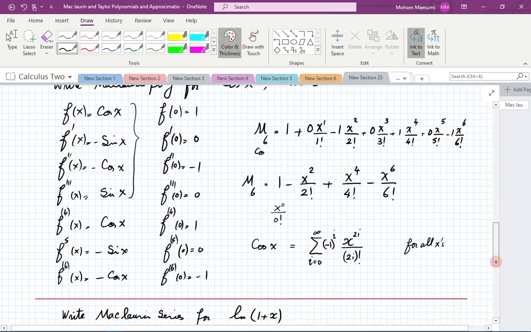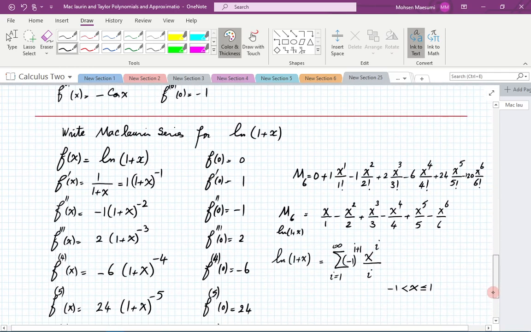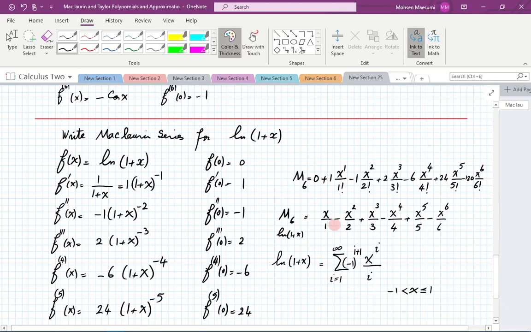Okay, so the homework exercises that you're going to see here are to write the Maclaurin series up to a certain level, and then also more advanced questions on how to use it for approximation, which we are going to do in the next lecture.